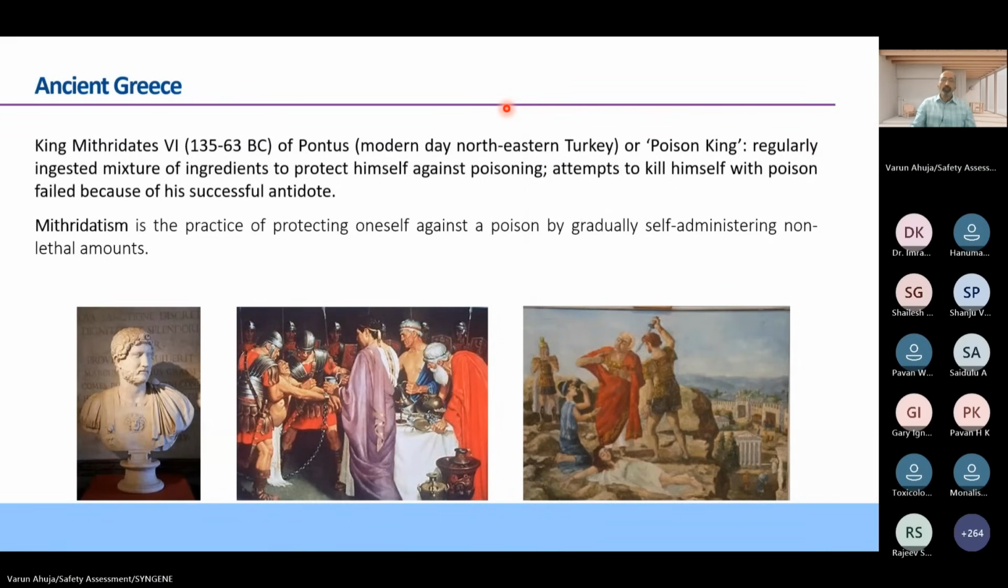And at that time, you can see in this picture that he had some poison, and when the soldiers came to attack him, these are his daughters. His daughters said, okay, you give us the poison first and then you take the poison, so that we can die first. So his daughters took the poison and they died. But when he took the poison, it didn't affect him because he was already tolerant to the poison. And then the soldiers killed him. Because of this name, the term Mithridatism is used. This is the practice of protecting oneself against a poison by gradually self-administering non-lethal amounts. So this is also mentioned in the book.